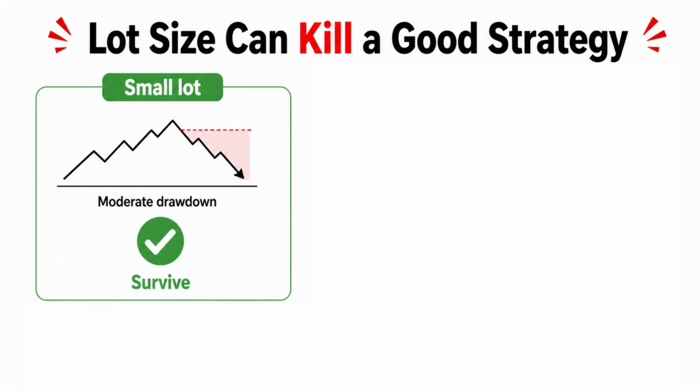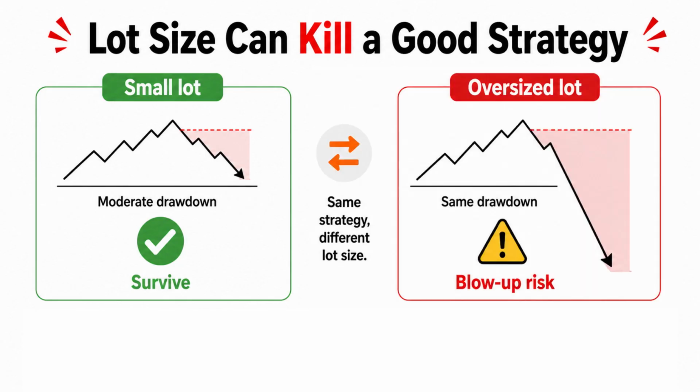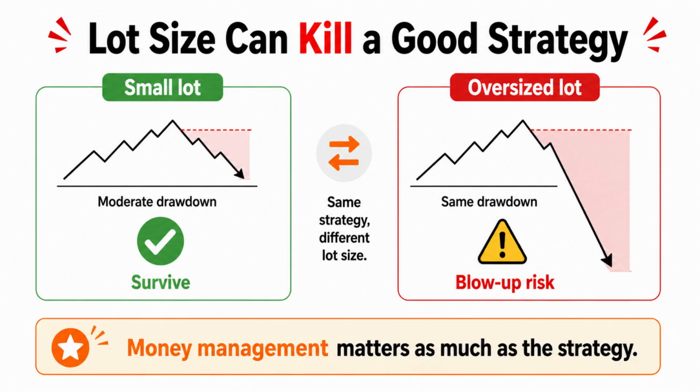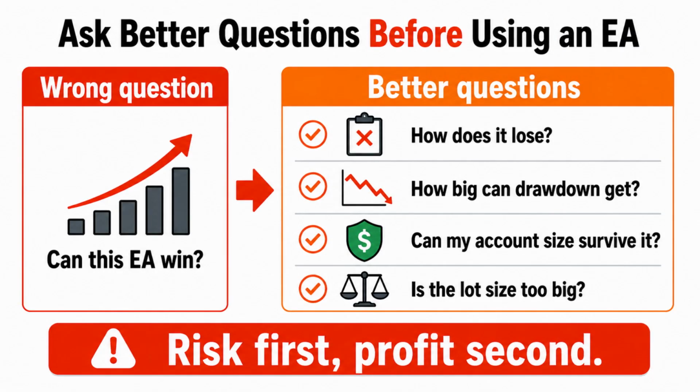Even with the same strategy, the result can be completely different depending on the lot size. With a small lot, the account may survive the drawdown and recover. But with an oversized lot, the same drawdown can become an account blow-up risk. In other words, money management is just as important as the trading logic. When operating an EA, you should not only ask, can this EA win? You also need to ask, can this account size and lot size survive the expected drawdown?